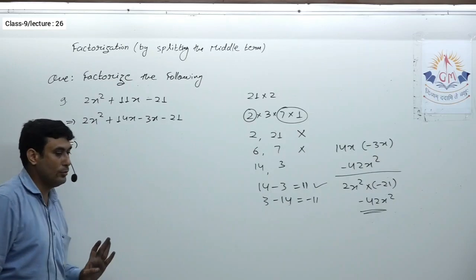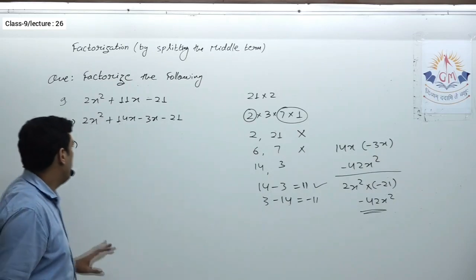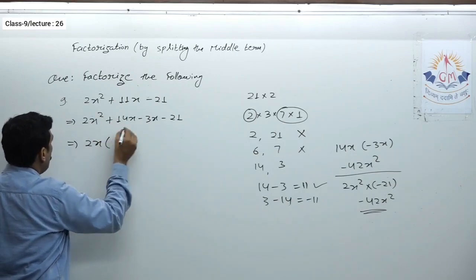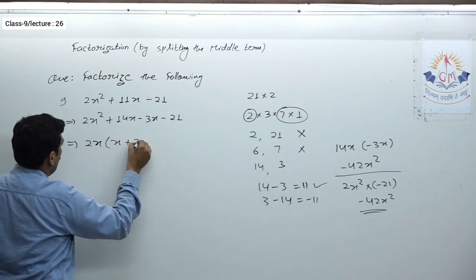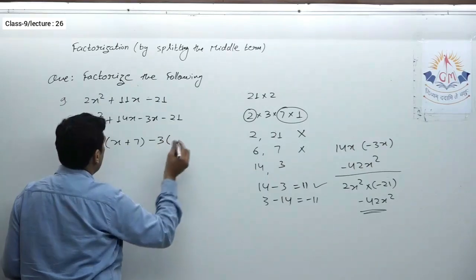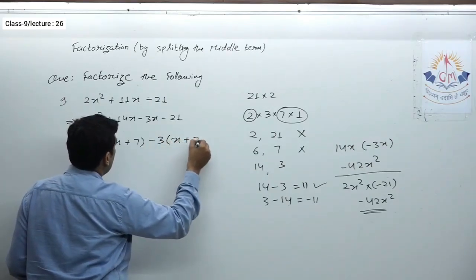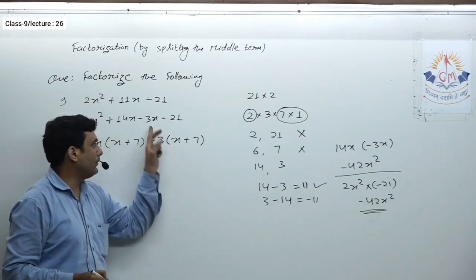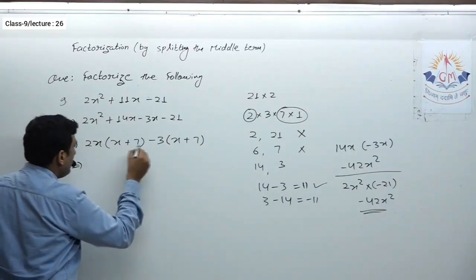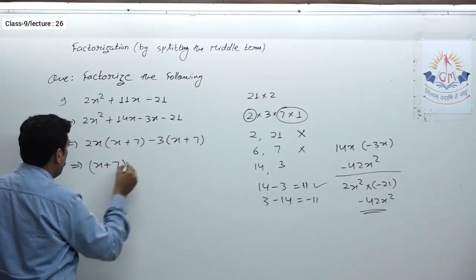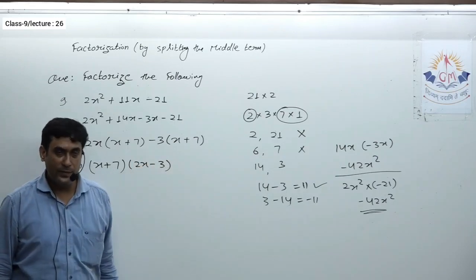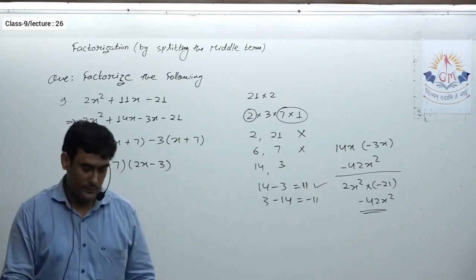Now the next thing is we take common. From these two, what can I take common? 2 as well as x. So when I take 2x common, here I get x and here I get 7. From these two I can take minus 3 common, and when I take minus 3 common, here I get x, here I get 7. Isn't it? Minus 3 into x, minus 3x, minus 3 into 7, minus 21. Now from these two I can take x plus 7 common. So here I get 2x minus 3. So these are the factors of the given expression.